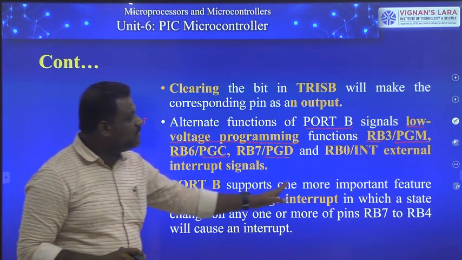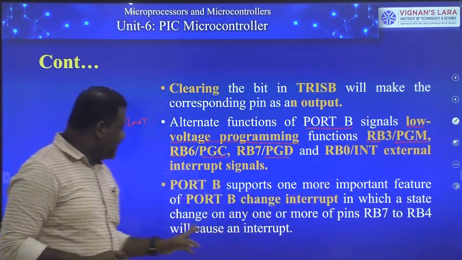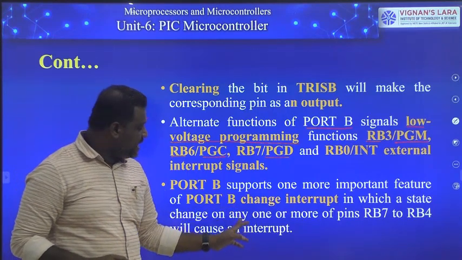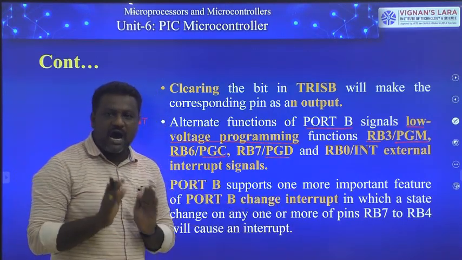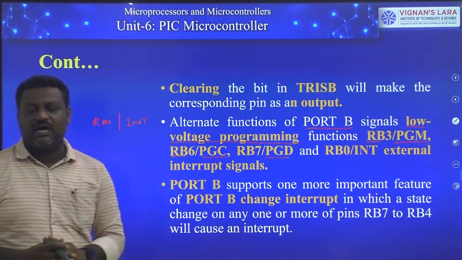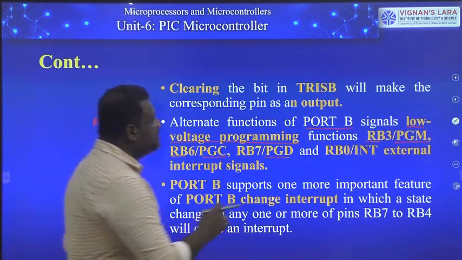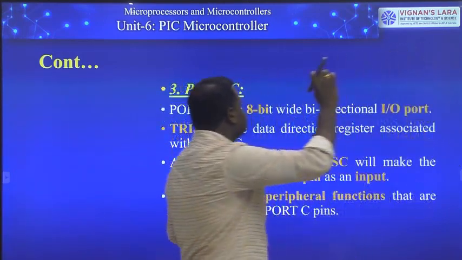Port B supports one more important feature, the port B change interrupt, in which a state change on any one or more of pins RB7 to RB4 will cause an interrupt, the RB change interrupt. So everyone has to remember this about port B.